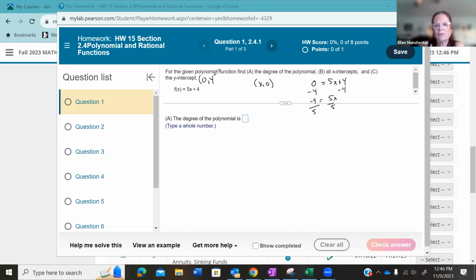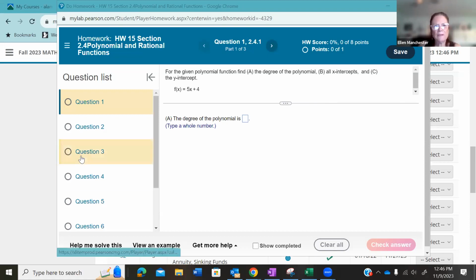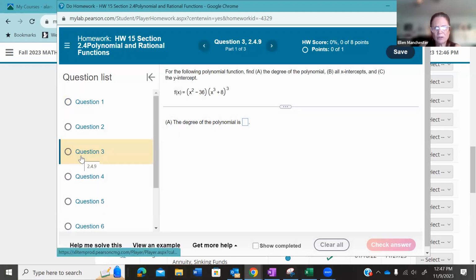And then the y-intercept is when your x is 0. So you go 5 times 0 plus 4. So your y-intercept is at 4. No matter what kind of function you have, if you're looking for x-intercepts, you set it to 0 and solve. If you're looking for y-intercepts, you put a 0 everywhere you see an x and then solve. And it's the same no matter what kind of function you have.